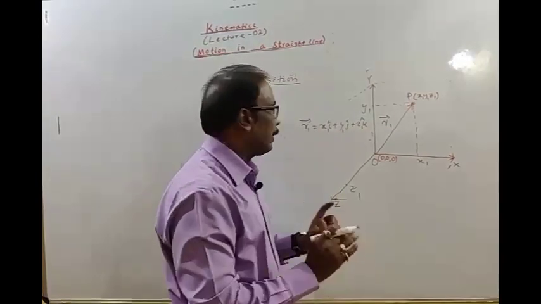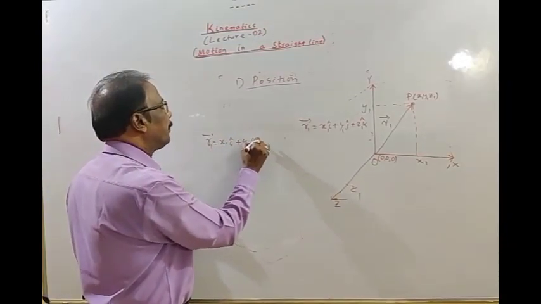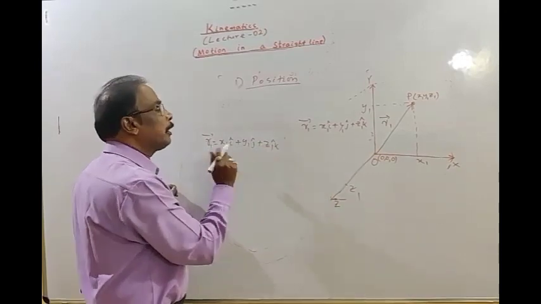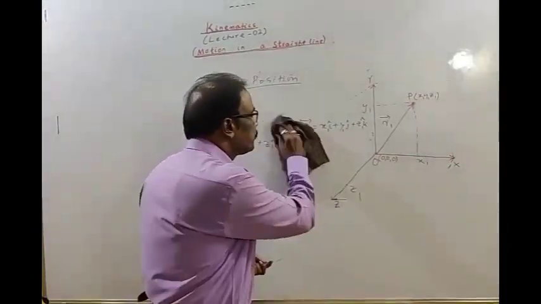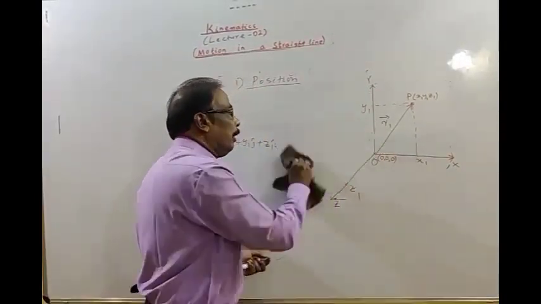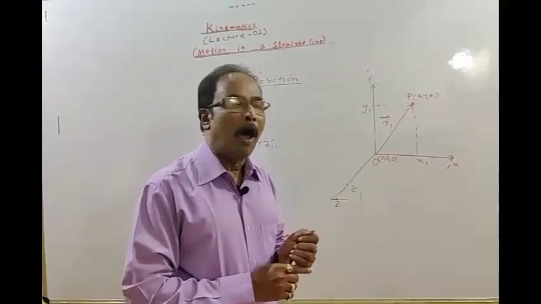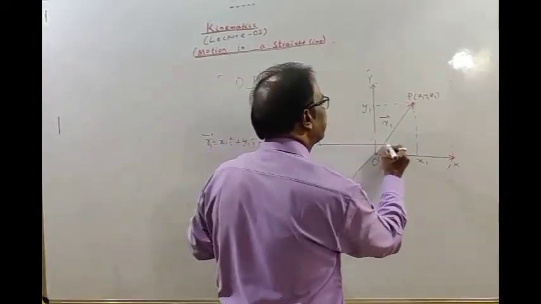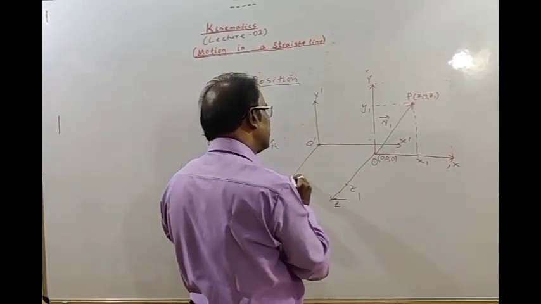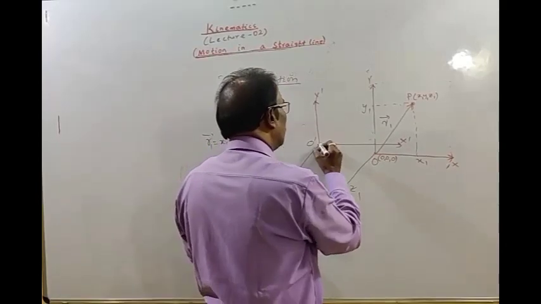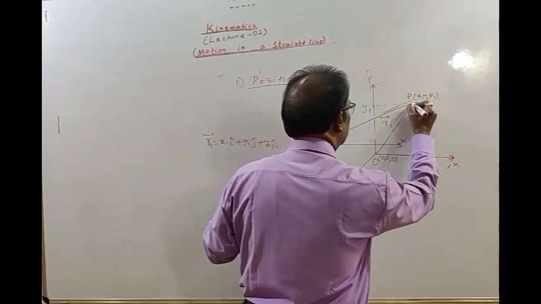Let this be r1. Writing the expression of r1 again: x1 i cap plus y1 j cap plus z1 k cap, with respect to the observer at origin O. Let another observer look at the point P, or determine the position of P, with respect to another origin. Let this origin be O dash, with x-axis x dash, y-axis y dash, and z-axis z dash. So the position of point P with respect to the origin O dash.